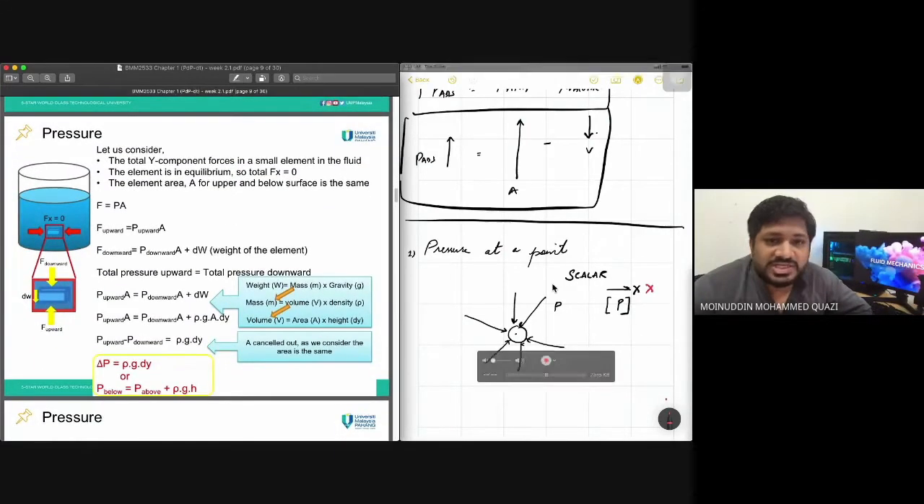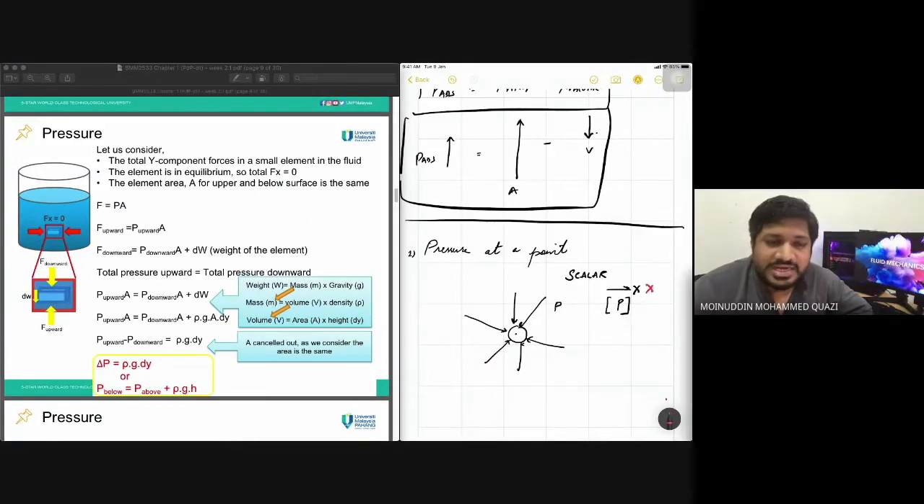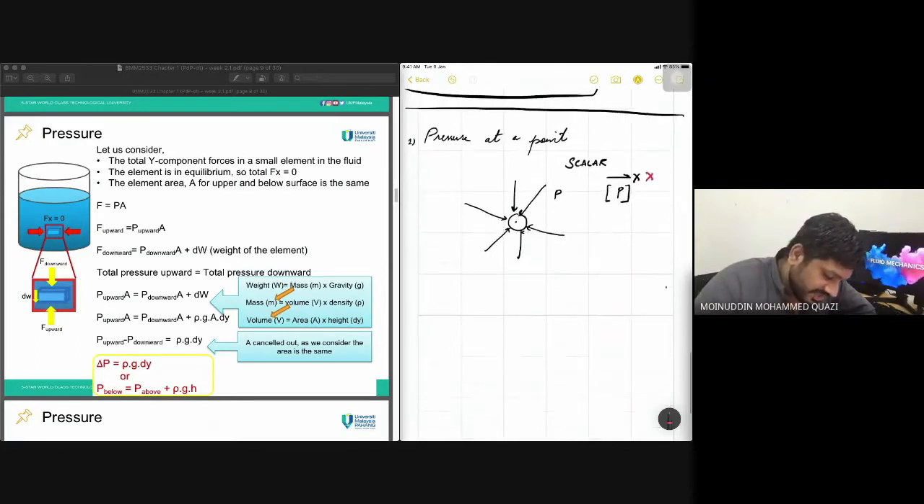Now, how does the pressure vary with respect to height? That is very important to understand. How does the pressure vary with respect to height?